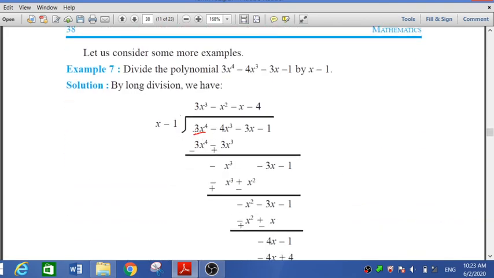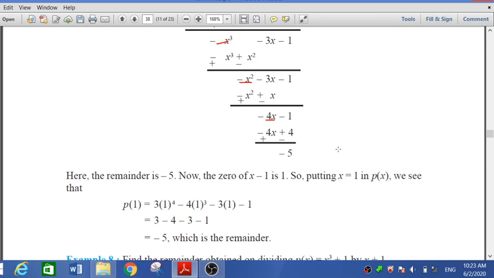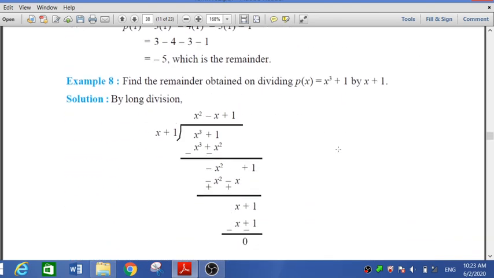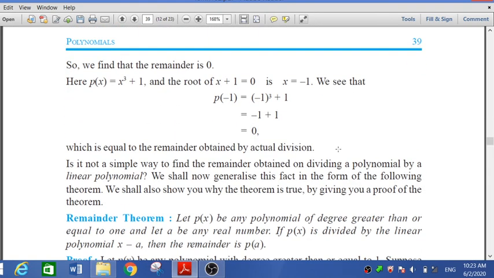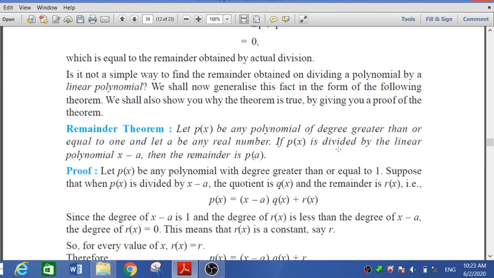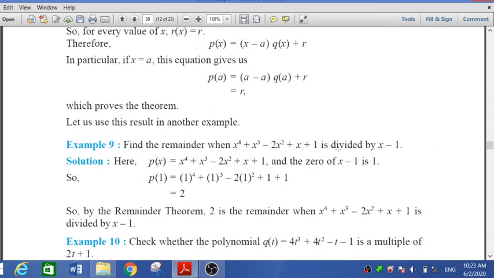Again first term of dividend by first term of divisor, you will get 3x cube. First term of dividend by first term of divisor, you get minus x square. First term of dividend by first term of divisor, you will get minus x. First term of dividend divided by first term of divisor, you will get minus 4. So I have explained 3 sums, and this is the third sum. The 3 sums, examples 6, 7 and 8, you have to write in your rough book and show me in a classwork.